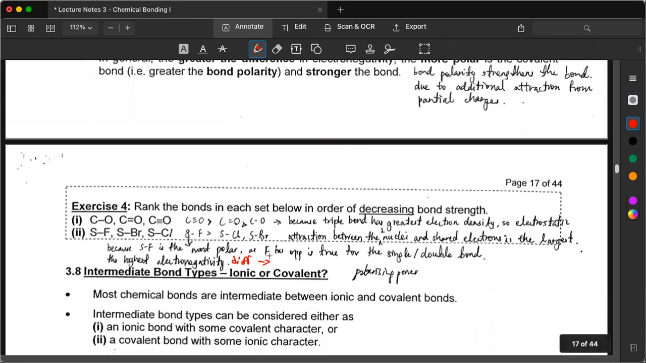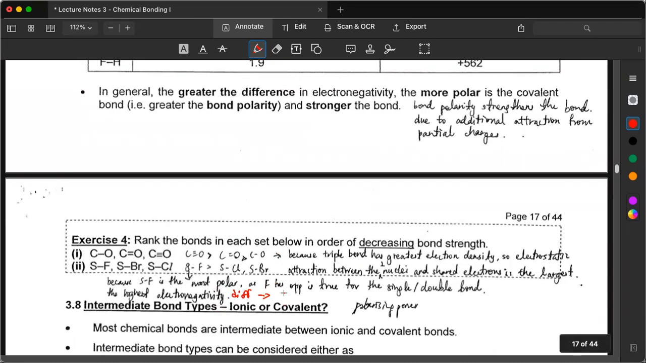Then we have more polar, or greater bond polarity, and stronger bond.